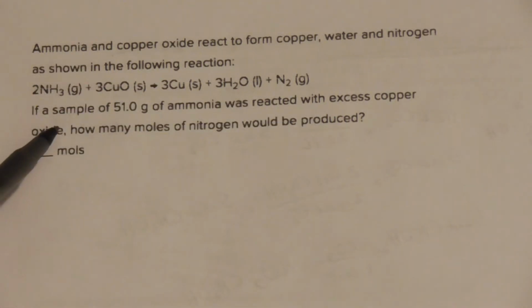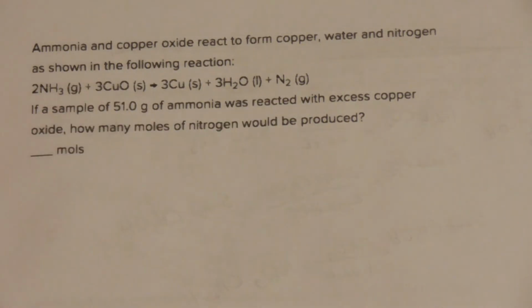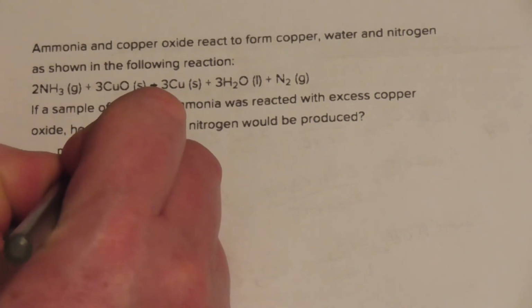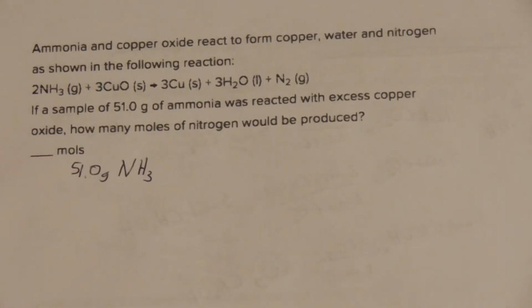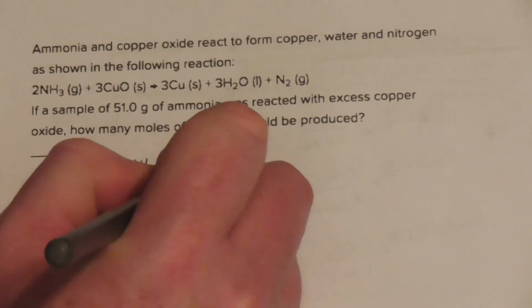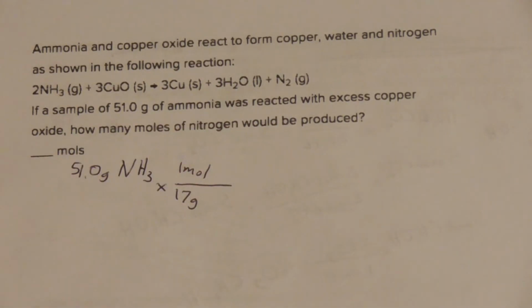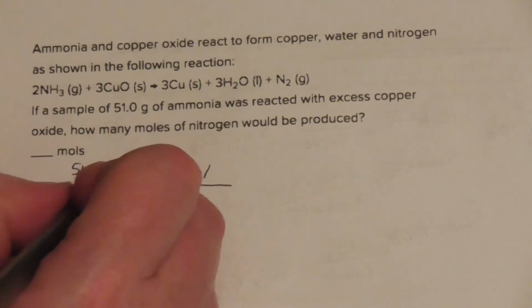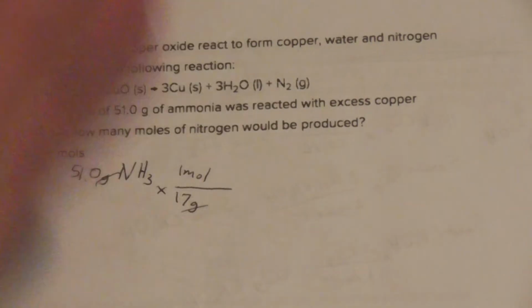So the copper oxide, even though it's named wrong, we have more than we need of that. 51 grams of ammonia is what we need to focus on. 51.0 grams of ammonia. I have my balanced equation. Next step is units to moles. So, 1 mole, units to moles. I want to cancel out my grams. Over 17 grams. 51 divided by 17, I believe, is 3. 3 moles.